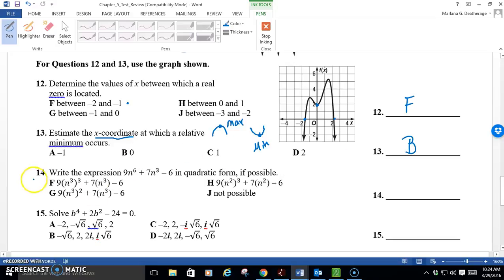Alright, and then 14 we omitted. And I'm going to stop the video here, so I'll do another video starting with number 15.